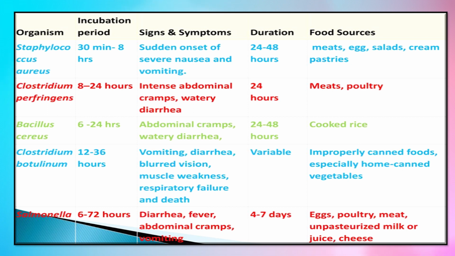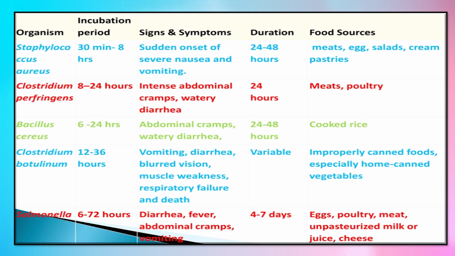They are Staphylococcus aureus, Clostridium perfringens, Bacillus cereus, Clostridium botulinum and Salmonella. And the incubation period for these organisms: first we will go for Staphylococcus aureus, which requires an incubation period of 30 minutes to 8 hours. Signs and symptoms: sudden onset of severe nausea and vomiting, duration 24 to 48 hours. Food sources may be meat, eggs, salads, creams.